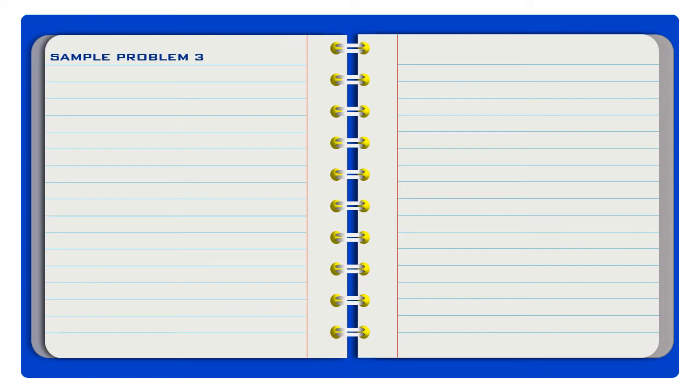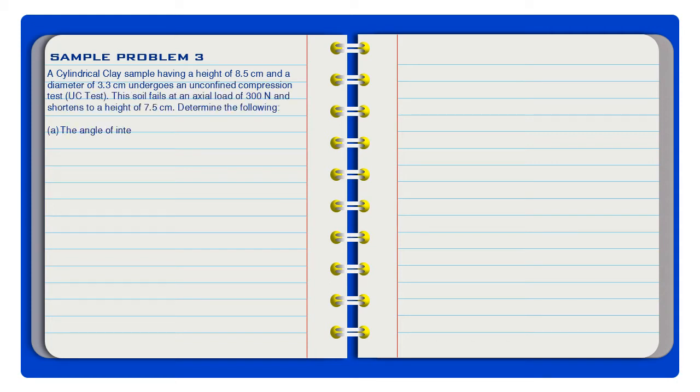So, for our sample problem number 3, it says here, a cylindrical clay sample having a height of 8.5 cm and a diameter of 3.3 centimeters undergoes an unconfined compression test or UC test. This soil fails at an axial load of 300 newtons and shortens to a height of 7.5 cm. So determine the following. First, the angle of internal friction. Second, the cohesion of the soil. And third, the stresses on the failure plane if the angle of rupture plane is 68 degrees.